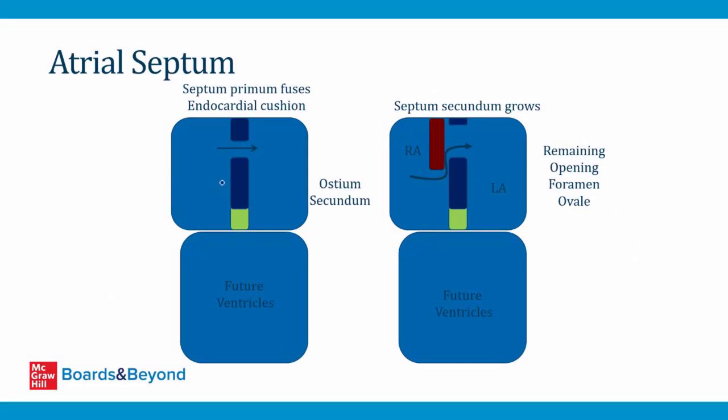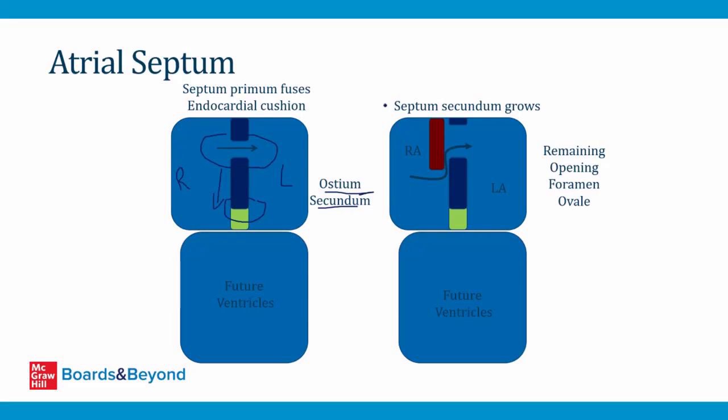The next thing that happens is the septum primum continues to grow downward, and it's going to fuse with the endocardial cushion, and that's going to be the end of the ostium primum if everything develops normally. That's going to leave behind only one hole connecting the future left atrium over here from the future right atrium over here, and that hole is called the ostium secundum, as we talked about on the last slide.